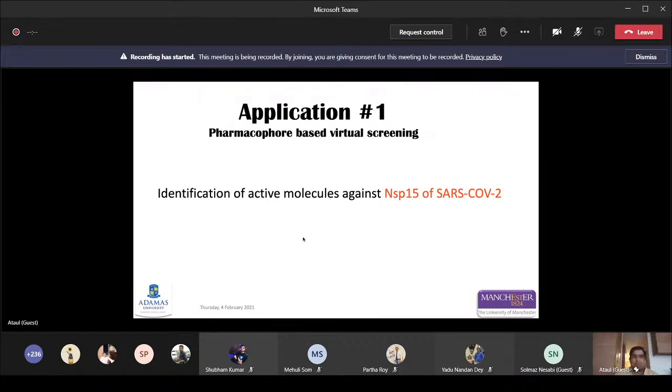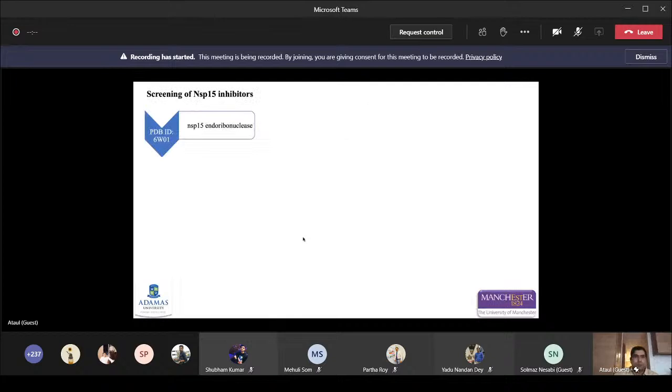So the first example is the identification of active molecules against the NSP15 of SARS-CoV-2. What we did here: we considered the crystal structure of the NSP15 from the PDB, and then we considered the Asinex antiviral database. It contains about 9,000 molecules. And then we went for the high throughput virtual screening molecular docking.